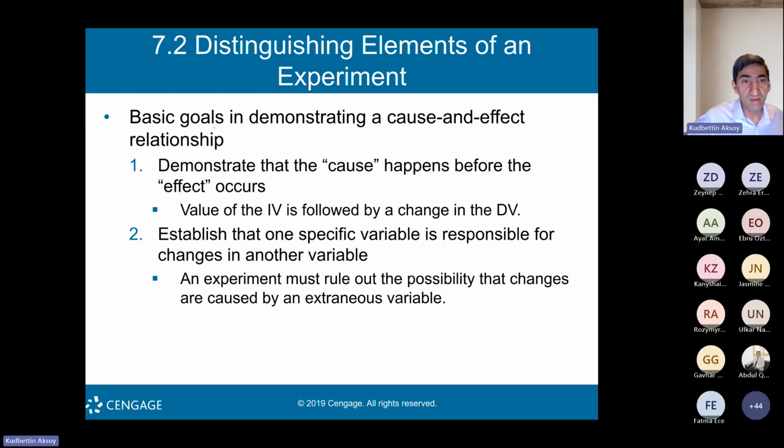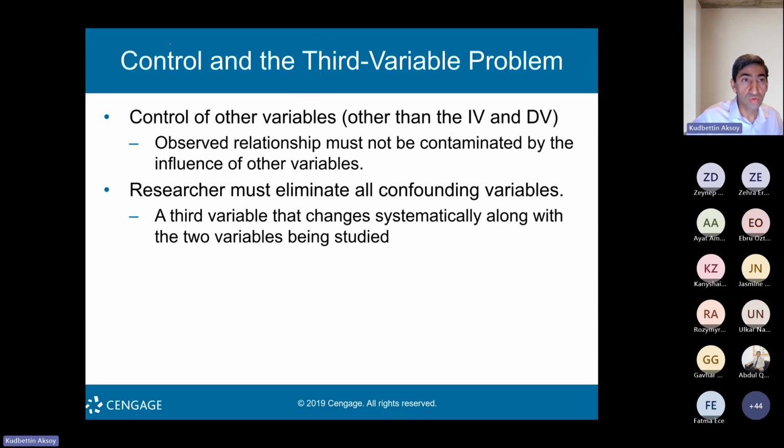Right. So the basic goal in demonstrating a cause-effect relationship is to demonstrate that the cause happens first. This cause happens before the effect occurs. So the value of the independent variable is followed by a change in the value of the dependent variable. And we also need to establish that one specific variable is responsible for the change, not some other third variable. So to do that, we have to control the third variable.